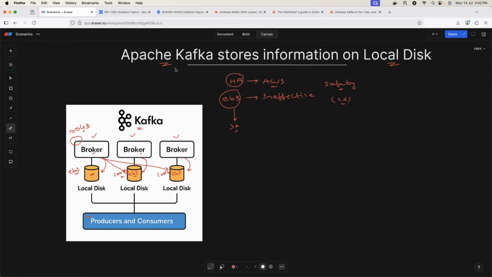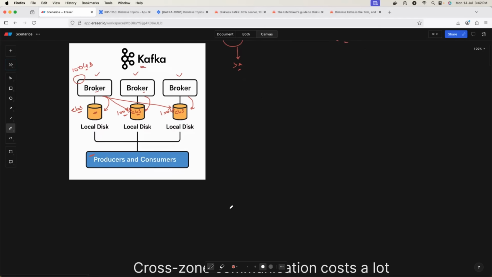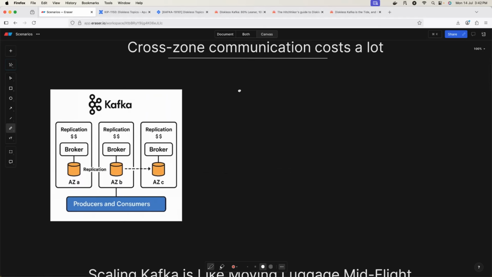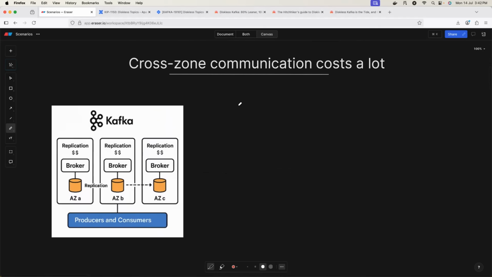However, this is the traditional architecture, or the existing architecture, where brokers store information to the local disk. Now, the second challenge is actually an extension of the first one. That is cross-zone networking costs. If you continue with the same example, you have a 3-broker Kafka cluster, and this is a highly available cluster. That means each broker is set up in a different availability zone.